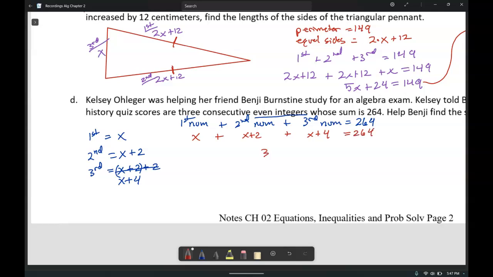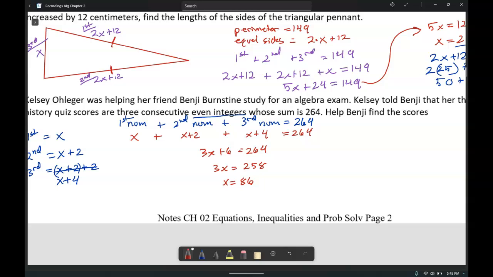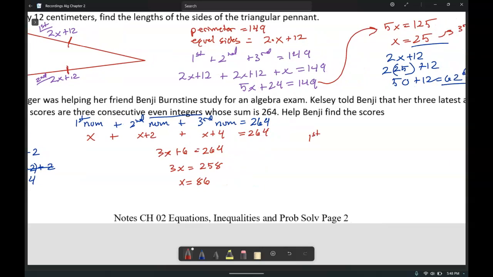Just as before, we will combine like terms, solve our equation, solve for x, and then interpret our results. We know the first score, which was x, is 86. The second score is going to be the next even number, which is 88. And the third score will be the last even number, which is 90.